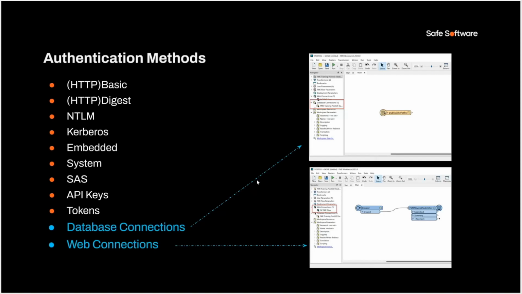Database and web connections can be reused as often as needed, saving users from repeatedly having to enter authentication information throughout their workspaces. Most of our database and web-based formats, as well as our connector transformers, make use of these connections for authentication, either exclusively or optionally. So getting familiar with establishing database and web connections is advantageous when working in FME. We'll revisit web and database connections shortly, so just keep this authentication information in mind as we return to the topic.